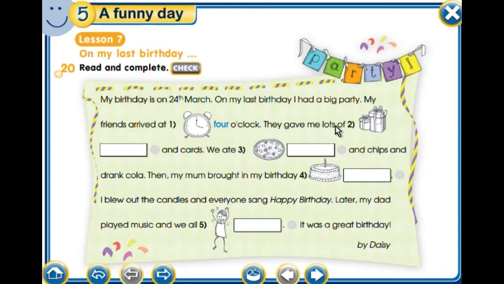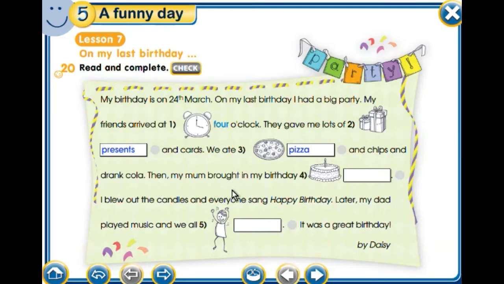They gave me lots of... what are these? Okay, these are presents. So I'm going to write it here. Presents and cards. We ate... what's this? This is a pizza, yeah? Yes, pizza. So I'm going to write it. Pizza and chips and drank cola.